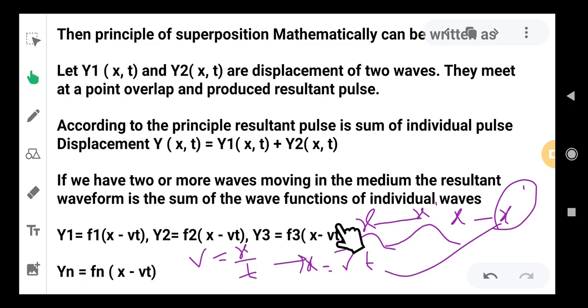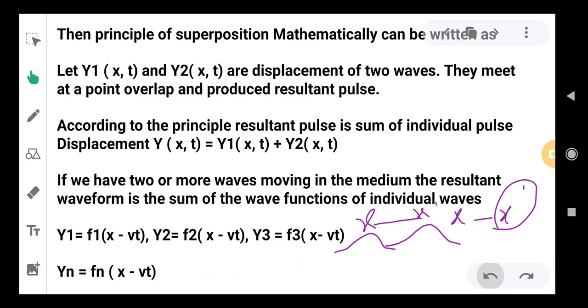Initial pulse position is x, then the pulse moves on. They start moving, and the position x becomes x dash. The change in position is written as x minus x dash. Then x dash is written as x minus vt. Velocity is x divided by t, so x can be written as v into t. So the equation is written in the form x minus vt.